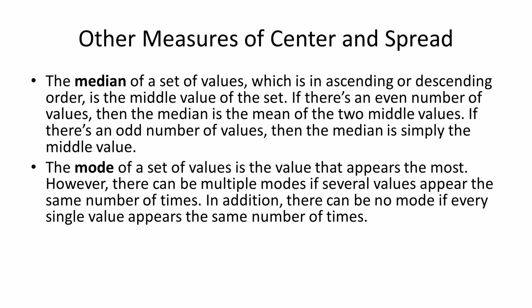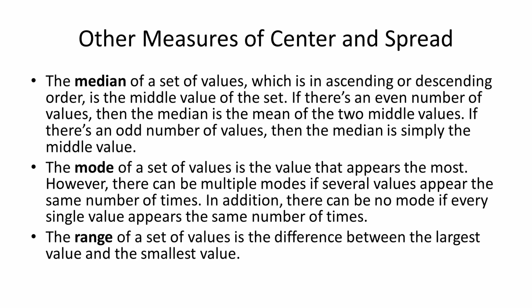The mode of a set of values is the value that appears the most. However, there can be multiple modes if several values appear the same number of times. In addition, there can be no mode if every single value appears the same number of times. The range of a set of values is the difference between the largest value and the smallest value.